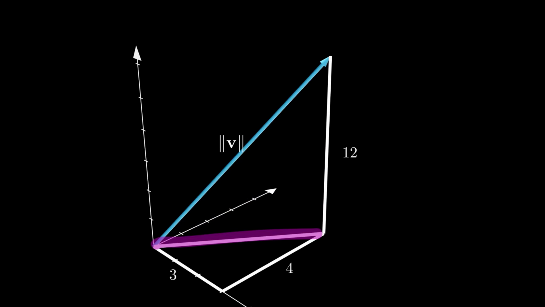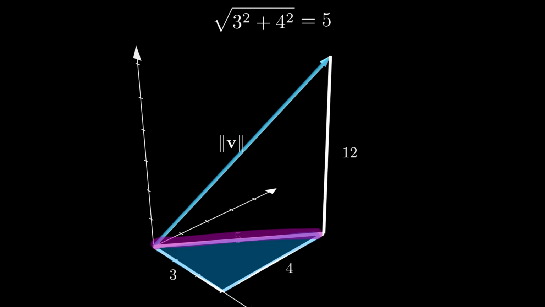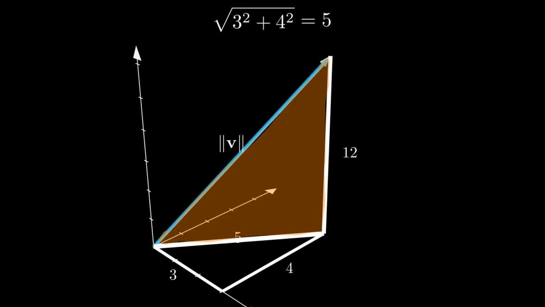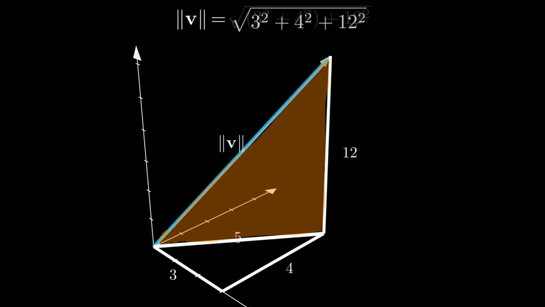So let's find the length of the line on the ground first. Its two components are 3 and 4, so we can apply the Pythagorean theorem. So the length of this line is 5. Now we have another right triangle with side lengths 5 and 12, so apparently we can just use the Pythagorean theorem again. But wait a second, 5 came from the Pythagorean theorem we just used, so instead of writing 5 squared, we can replace it with 3 squared plus 4 squared.